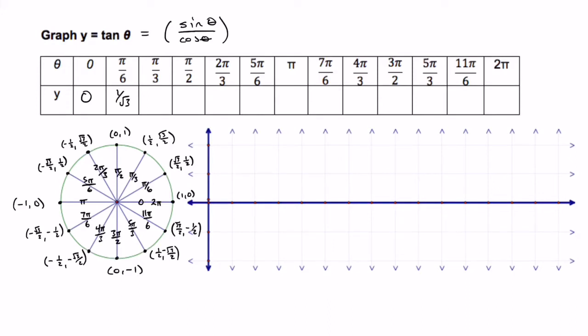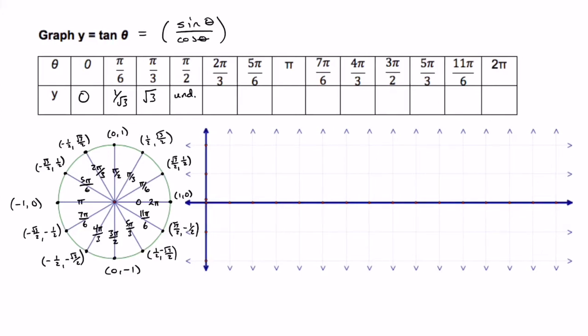So 0 divided by 1 is just 0. 1/2 divided by root 3 over 2 is 1 over root 3. Just forget about the denominators because they'll cancel. Root 3 over 1 is root 3. 1 over 0 is not defined, and we'll talk about the undefined in a minute. But let's just keep on moving around the circle.